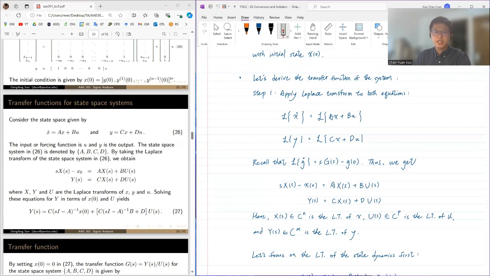Here, x of s is the Laplace transform of the state x, u of s is the Laplace transform of the input u, and y of s is the Laplace transform of the output y.